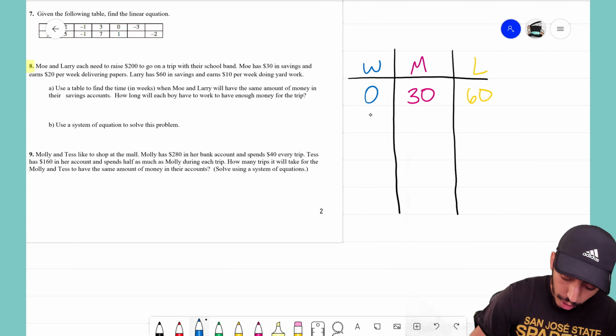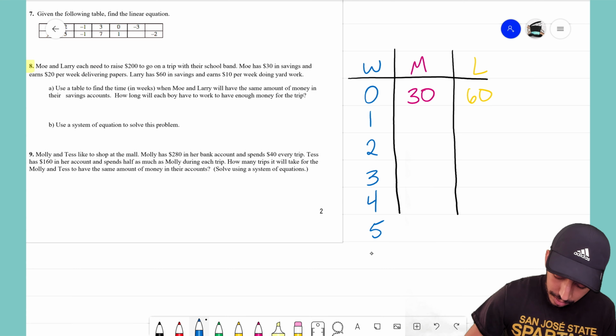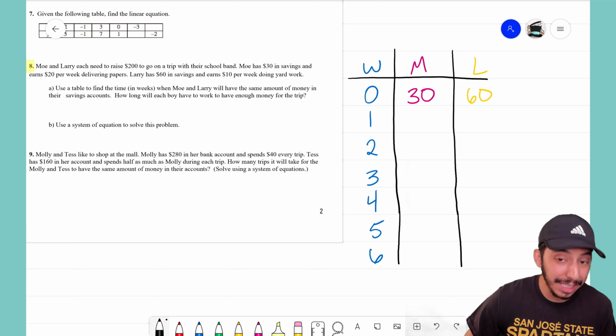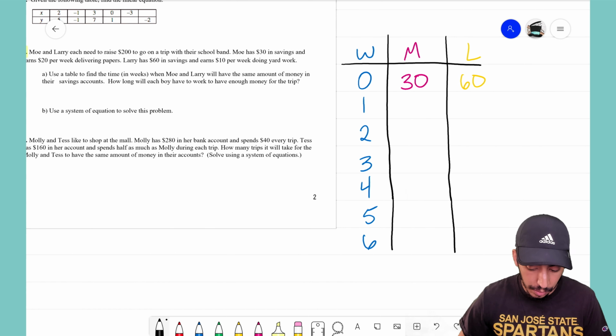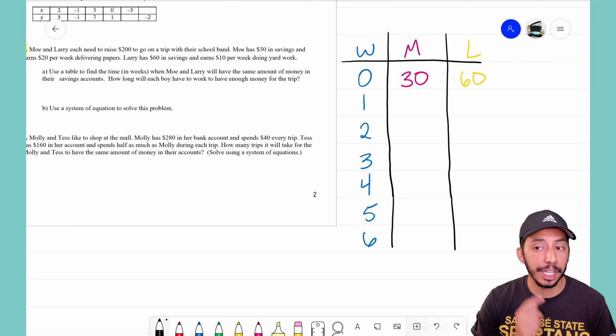Now our weeks are going to progress by ones. We start with week 1, week 2, week 3, week 4, week 5, week 6. We might have to go past week 6, I don't know. But that's how we're going to show that in our table.